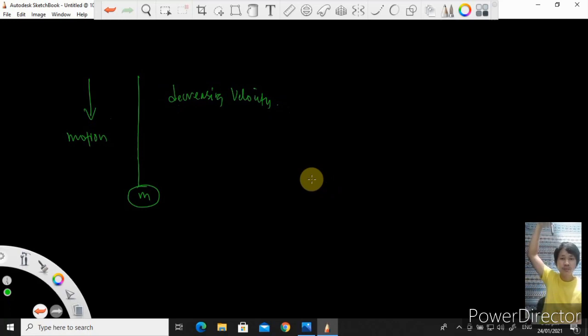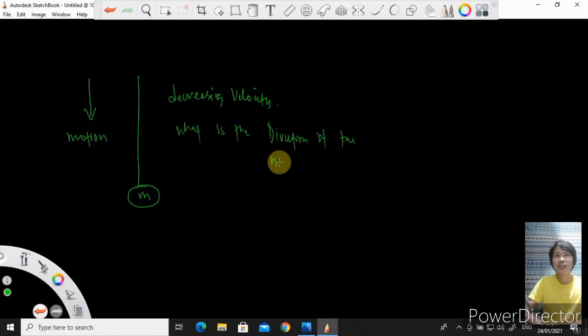So, syempre, siguro, mabilis ka nag-start and then, binagalan mo yung pagbaba. Okay? So, decreasing velocity. Pababa pa din siya, pero yung velocity is decreasing. Ibig sabihin, siya, decelerating. So, the question is, what is the direction of the net external force? What is the direction of the net external force?